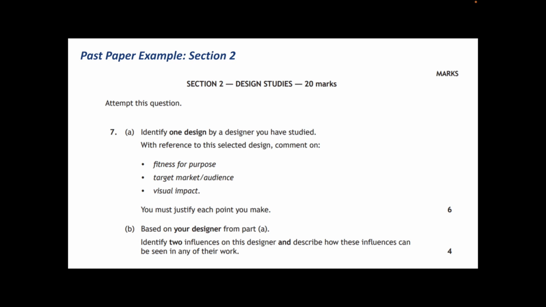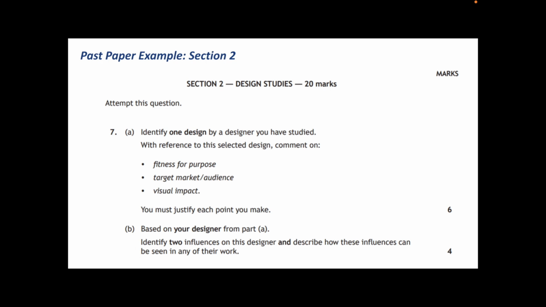The prompts that can come up include fitness for purpose, target market audience, visual impact, materials and/or techniques, function, style, inspiration, and wearability. Make sure you feel familiar with each of these prompts. You will be getting practice of these in class with your teacher.